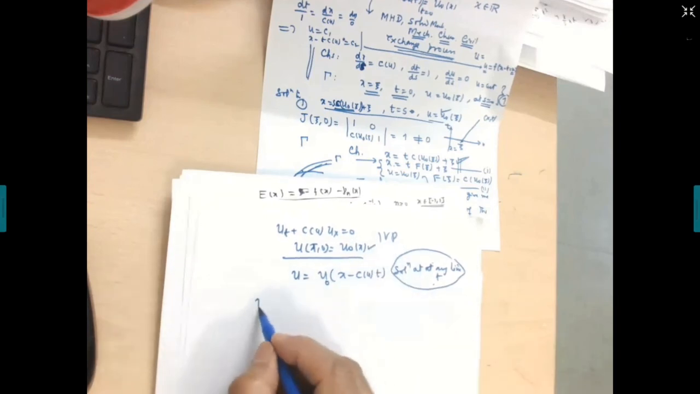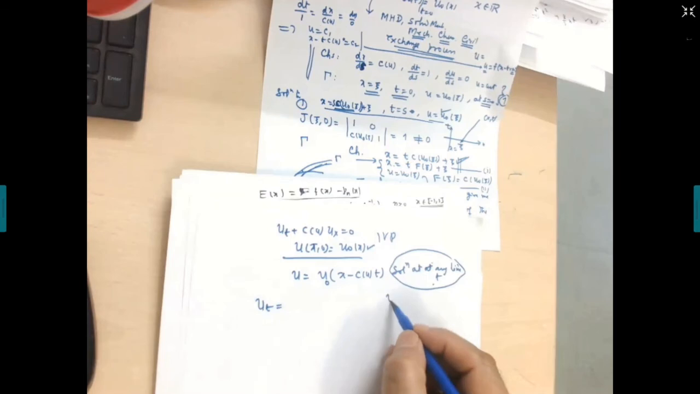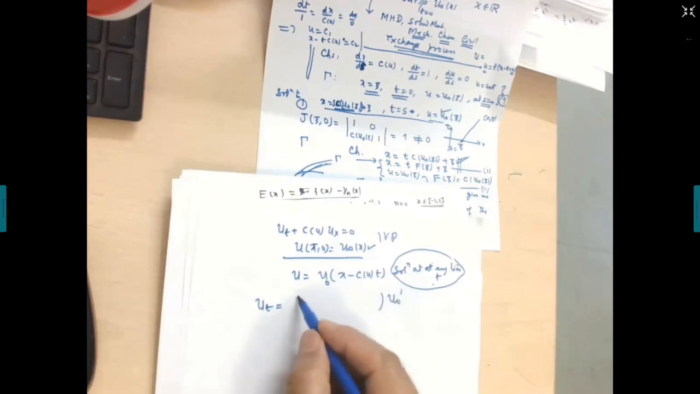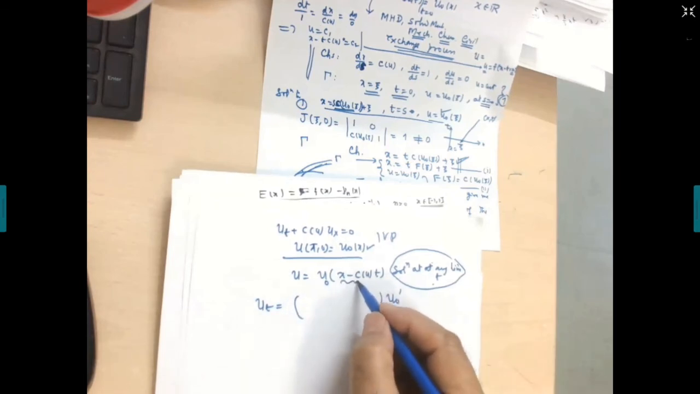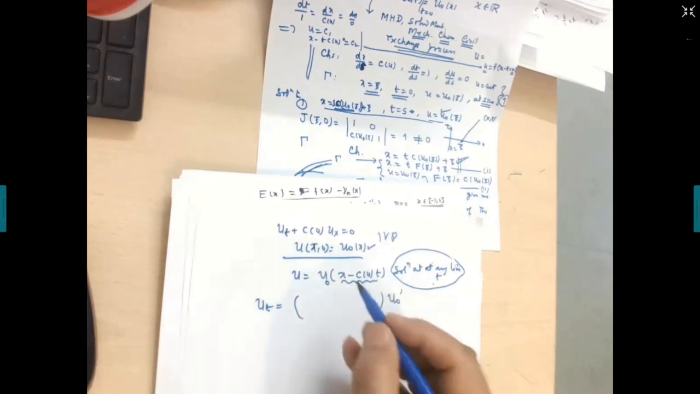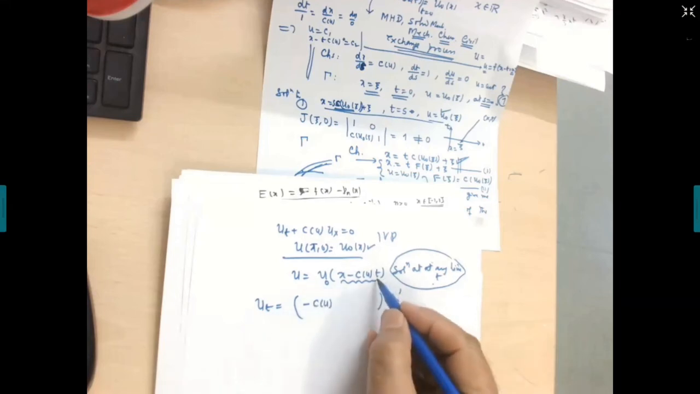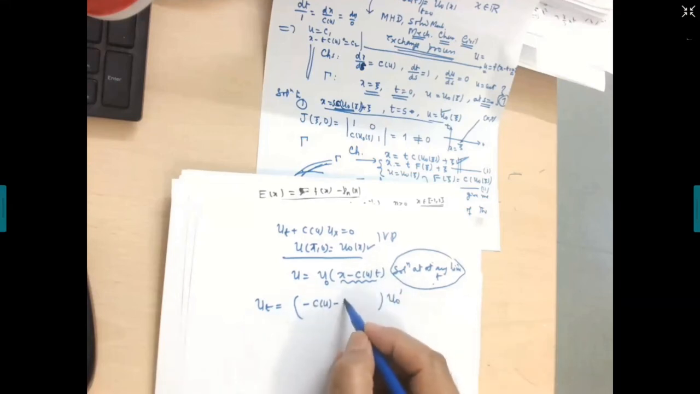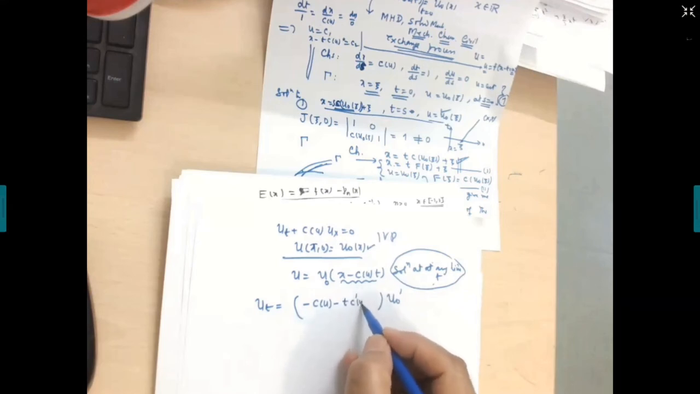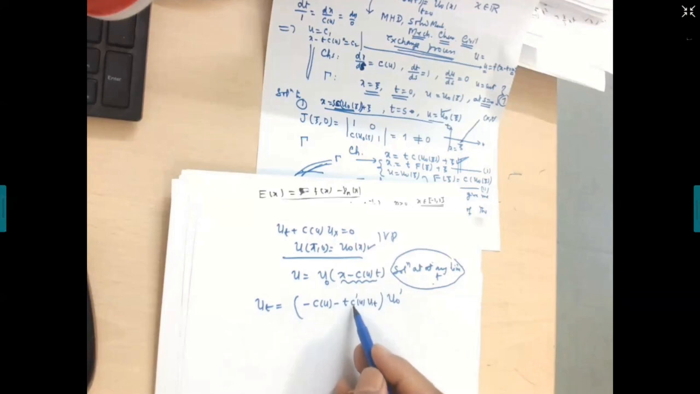Let us see what ut is. Ut will be u naught prime, where prime means derivative with respect to its argument, into the partial derivative of the argument with respect to t. So what do you get? Minus C of u times the derivative of t, which is 1, minus t times C prime of u into its partial derivative with respect to t. Prime means derivative with respect to the argument function. If the argument is u, C prime means dC/du.